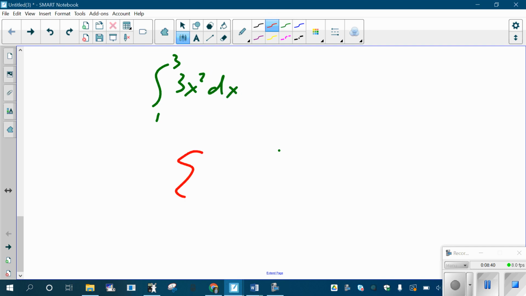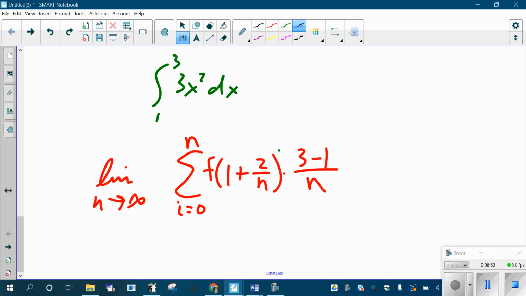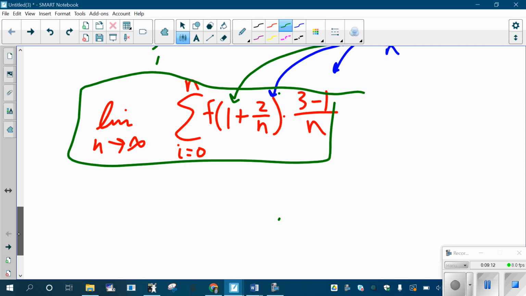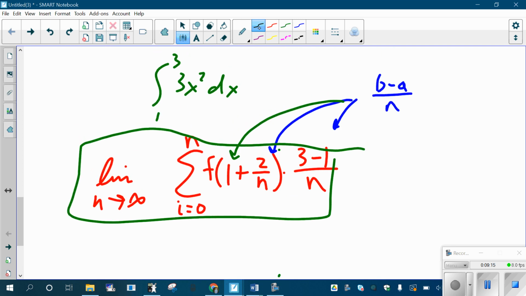I'm going to set up my sigma. Remember, it's the limit as the number of rectangles goes to infinity. Here's my b minus a over n. It's the width of each rectangle. I'm also going to plug in b minus a over n here. I've got to put the starting value there. So this is the limit summation I'm going to do. Remember how to do this. This is a good thing to practice. You need to be able to do this for the AP exam.